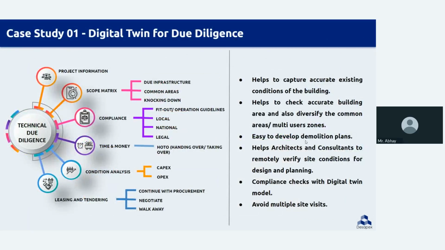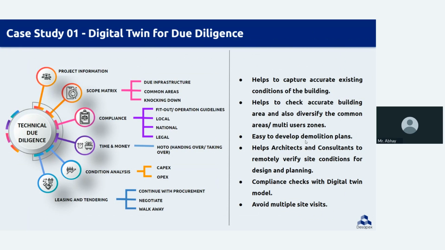Now we will discuss a few of the projects where we have used BIM technology to check building codes and standards. My first case study is on technical due diligence, which we offer as a service to our clients. Our clients would lease existing buildings and refurbish them to an office space or any other use case. It could be a core and shell building or a pre-occupied building.